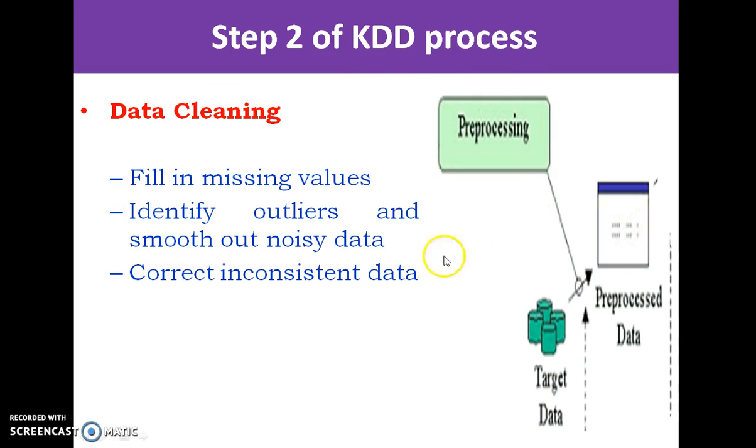So this is the second step of the KDD process, which is crucial because if the data is accurate, only then will the identified knowledge also be accurate. The accuracy of the knowledge that is identified from KDD depends on the accuracy of the data set. That's why pre-processing plays a major role in the entire KDD process.